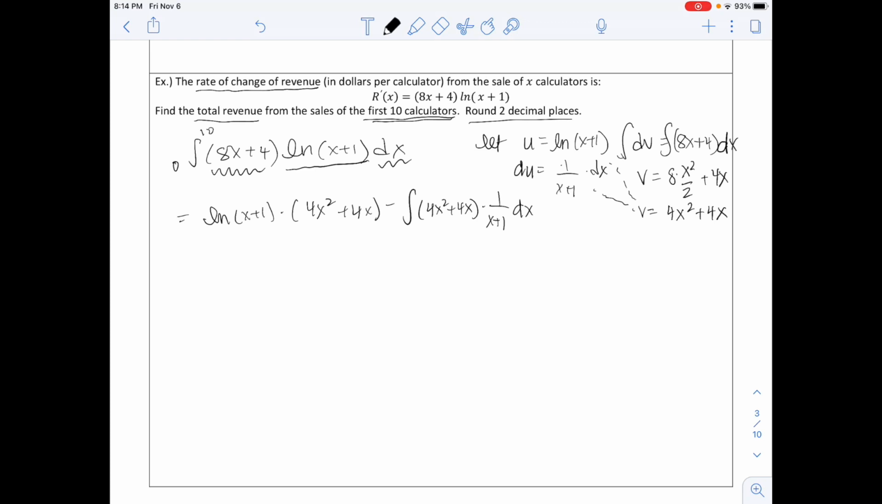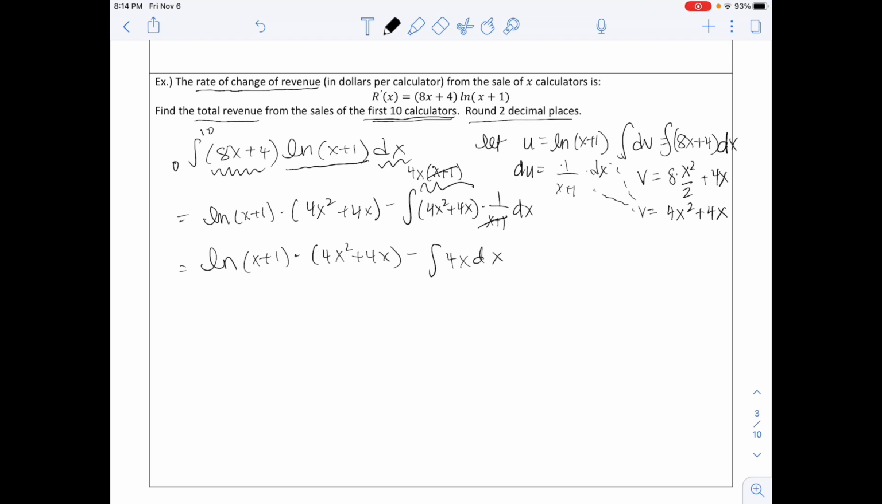From here, I can simplify. If you look at this first part of my integrand, I can factor out a 4 and an x, and I am left over with x plus 1. My x plus 1s would reduce. So from here, I'm going to end up with the natural log of x plus 1 times 4x squared plus 4x, minus, and left over I have the integral of 4x dx.